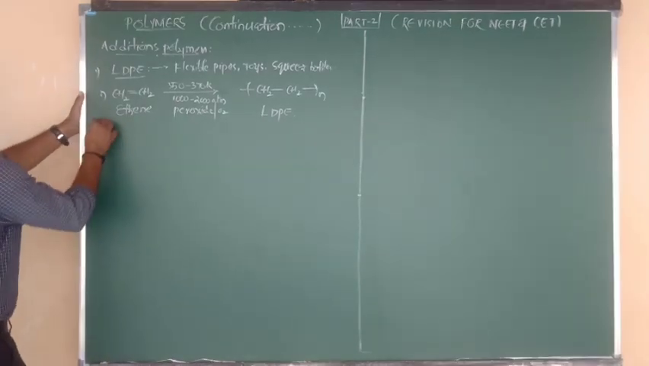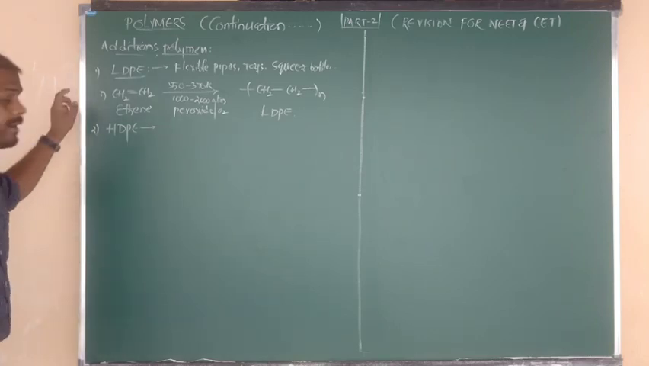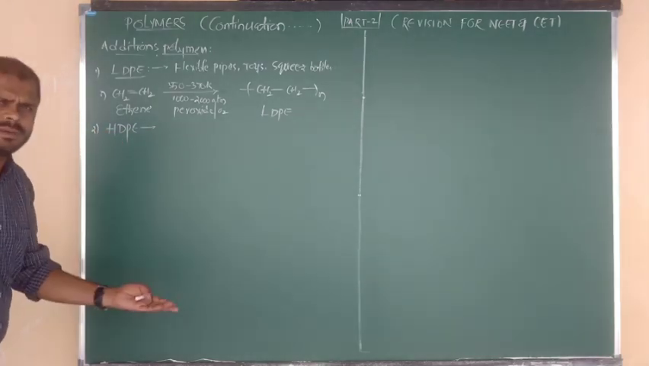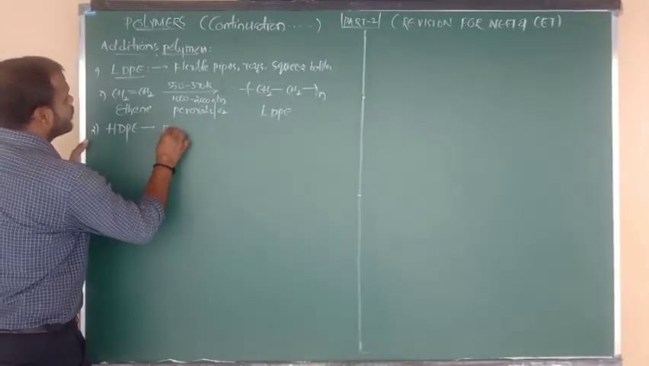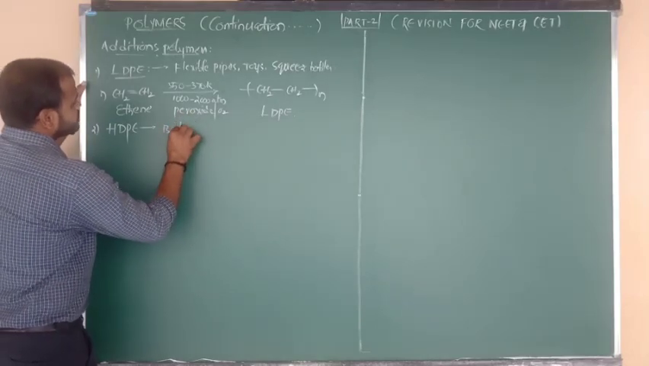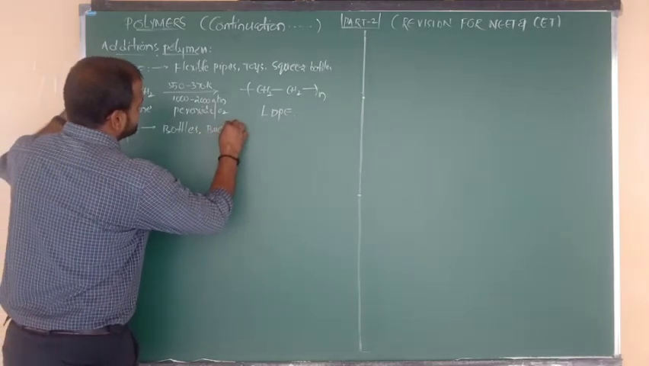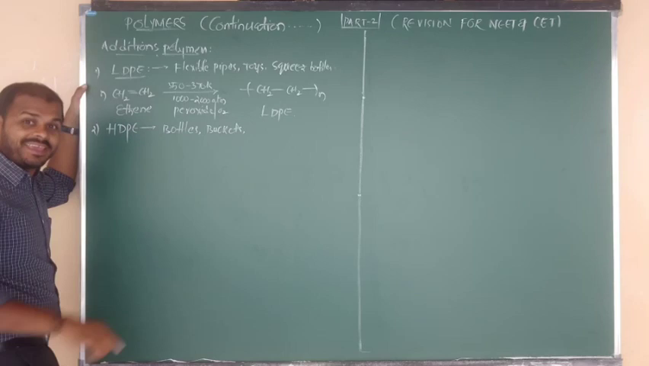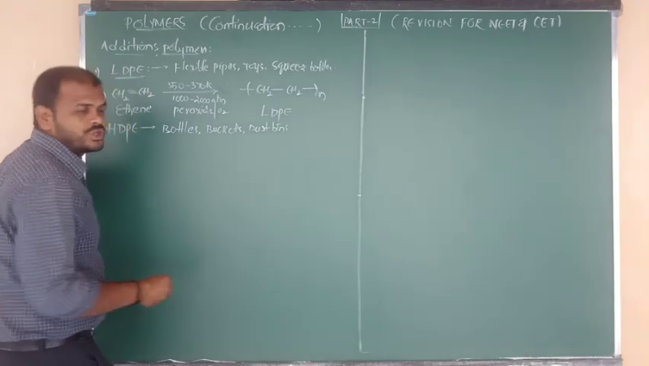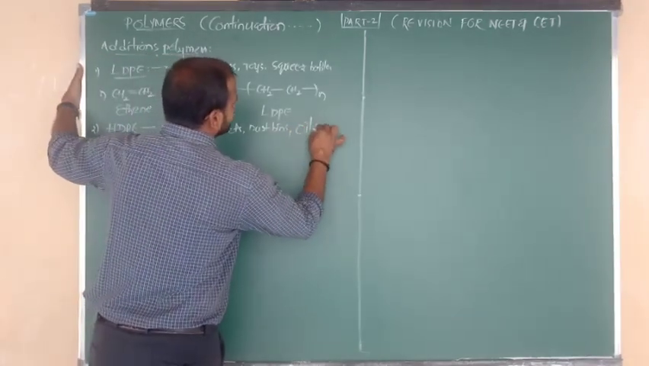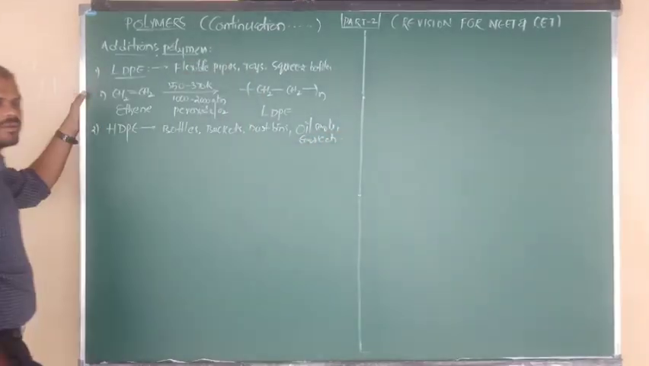Next one is HDPE. What is meant by HDPE? High density polyethylene. What is the use of high density polyethylene? It is used in making bottles, buckets, plastic buckets, dustbins, and also oil seals and gaskets. Very important.